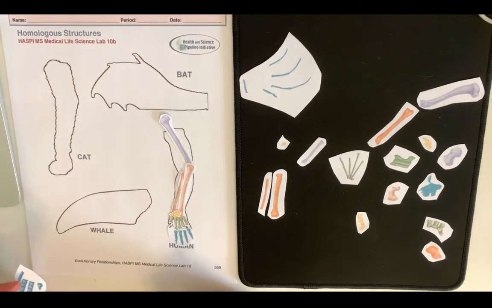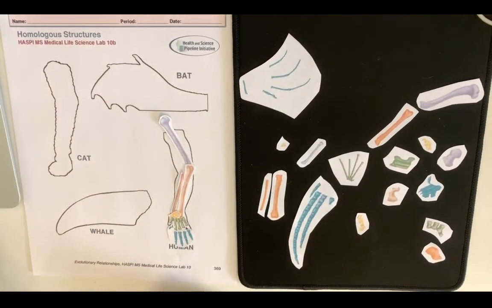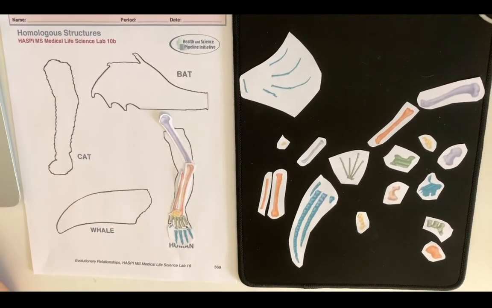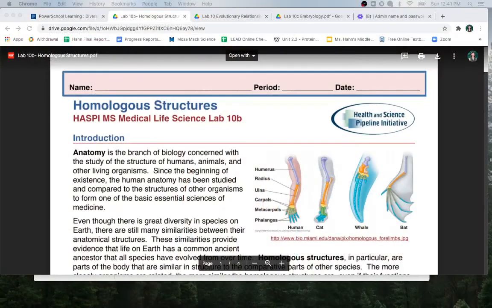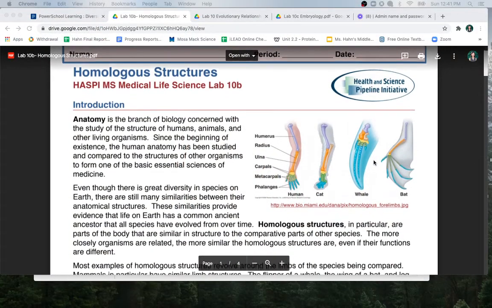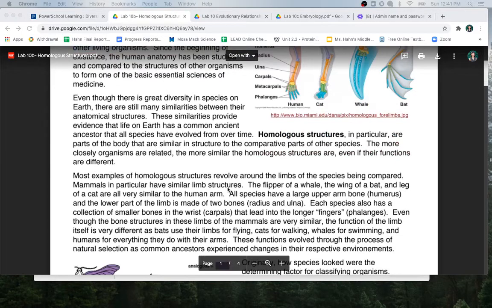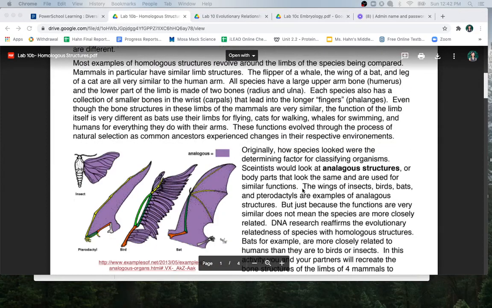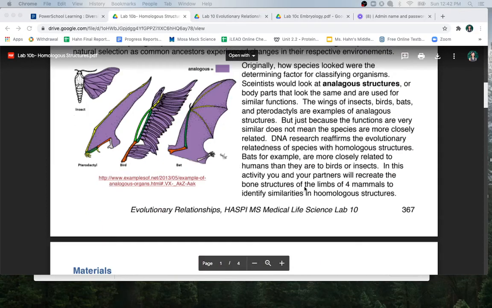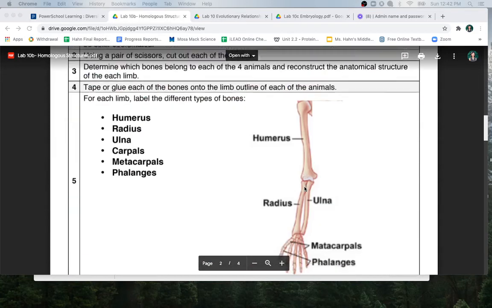anatomy in our arms or limbs or wings, and that is what this lab is about: comparing the anatomy of humans, cats, whales, and bats, and seeing what we can conclude from looking at these homologous structures. This is considered one of the evidences of evolution, of having a common ancestor.